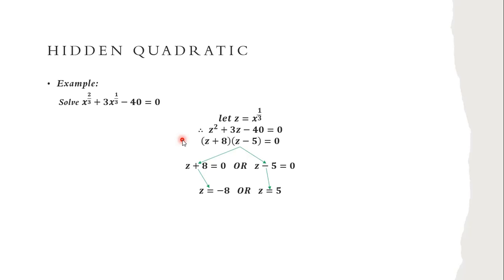And then we want to get it back in terms of x. So x to the 1/3 equals minus 8 or x to the 1/3 equals 5. So x equals minus 512 or x equals 125.